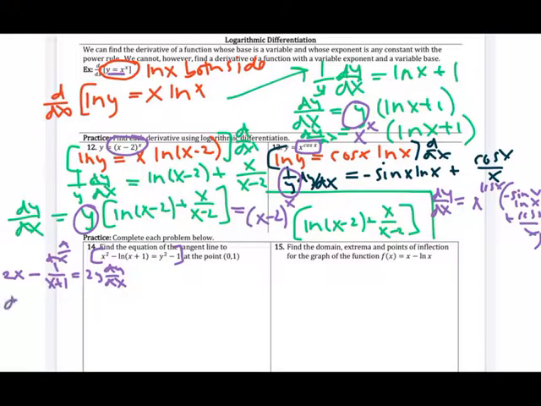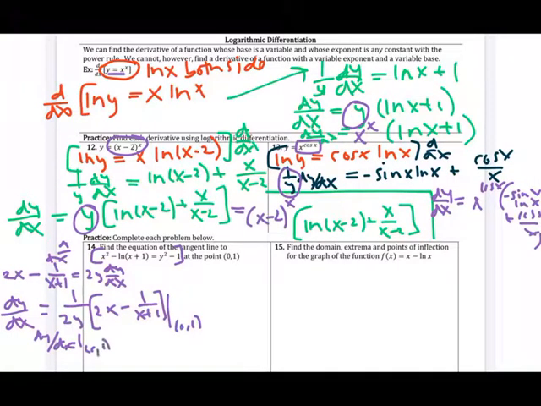So if I solve for dy dx, I get 1 over 2y times 2x minus 1 over x plus 1. We are evaluating this, so this is the slope of our tangent line, but we're evaluating this specifically at the point (0, 1). And when we do that, dy dx evaluated at (0, 1) is going to be negative 1/2. So then using point slope form, y minus 1 equals negative 1/2 times x minus 0, or negative 1/2 x.